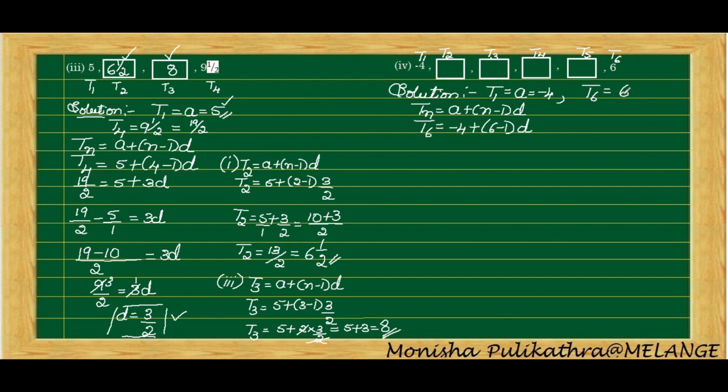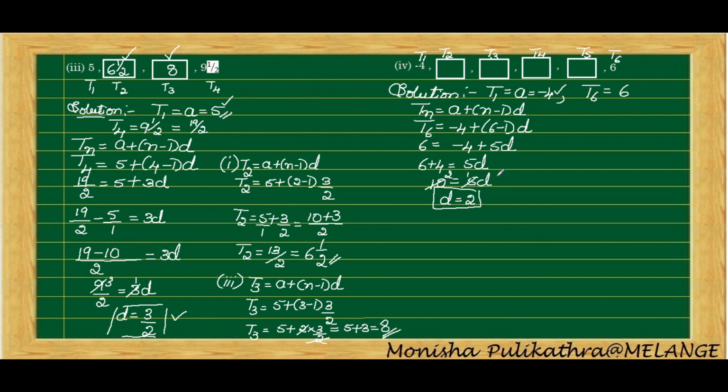So what is the value for T6? T6 is 6. So 6 is equal to minus 4 plus 6 minus 1 is 5D. In the next step, you need to shift this minus 4 to the left hand side. So it will become plus 4. 6 plus 4 is 10. 10 is equal to 5D. 5 ones are 5, 5 twos are 10. So D is equal to 2.